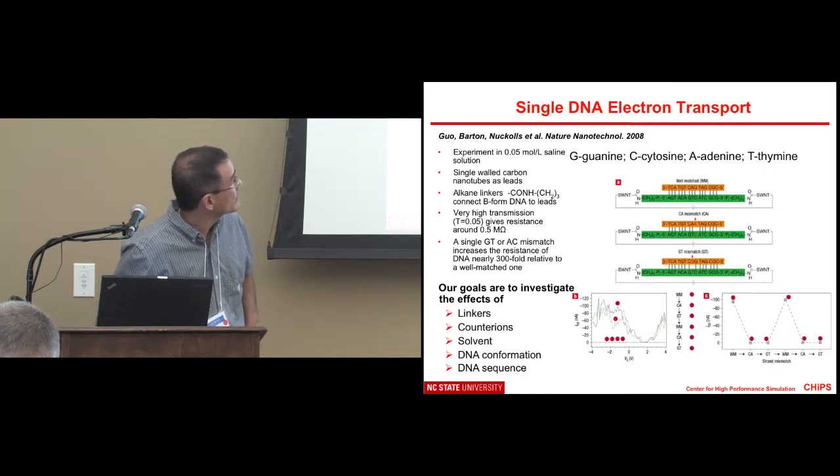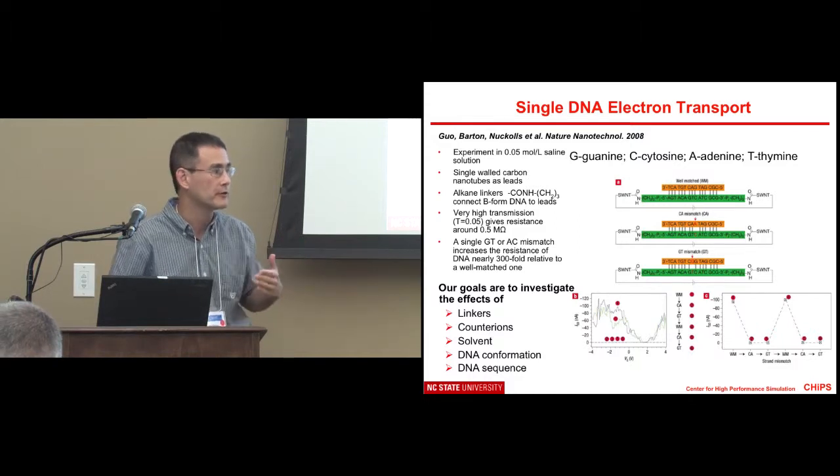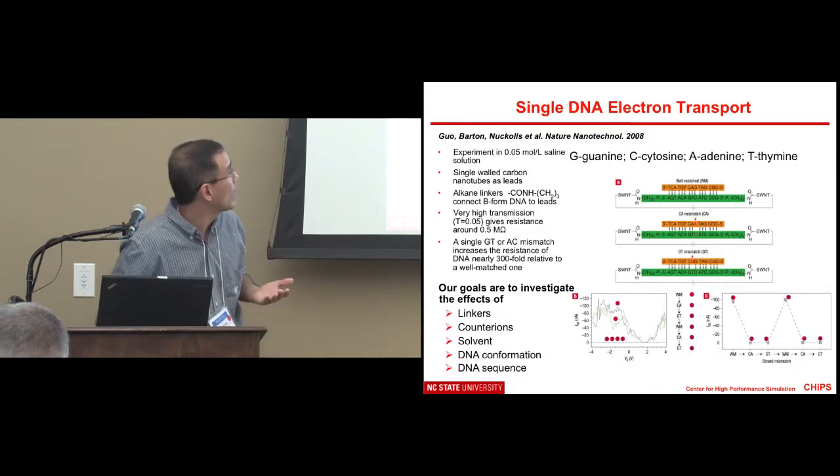So the experimental results for DNA electron transport are all over the place. And when we say all over the place, not just by a little bit, but I mean orders of magnitude difference between different measurements. So there's a question of what is the reason for this?